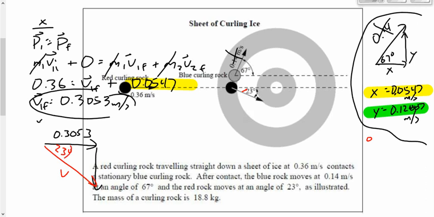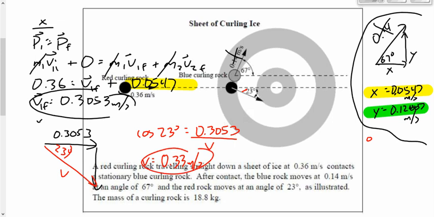So if I have theta and I have the adjacent, couldn't I just say cosine 23 degrees is equal to adjacent over the hypotenuse? What did we say it was? 0.33? Yeah. This is quicker, but it's no more correct.